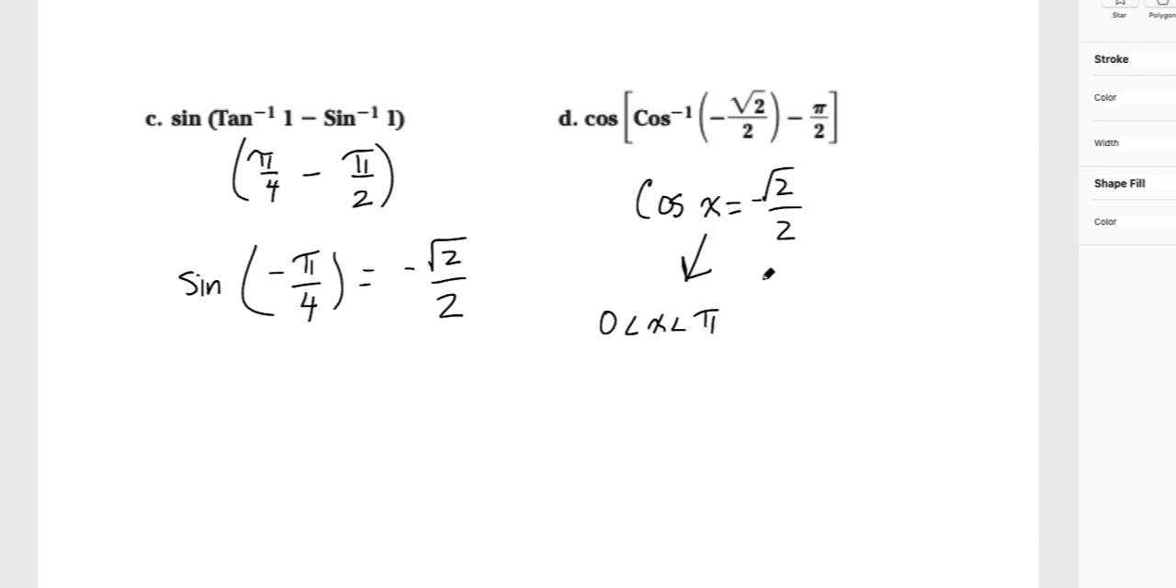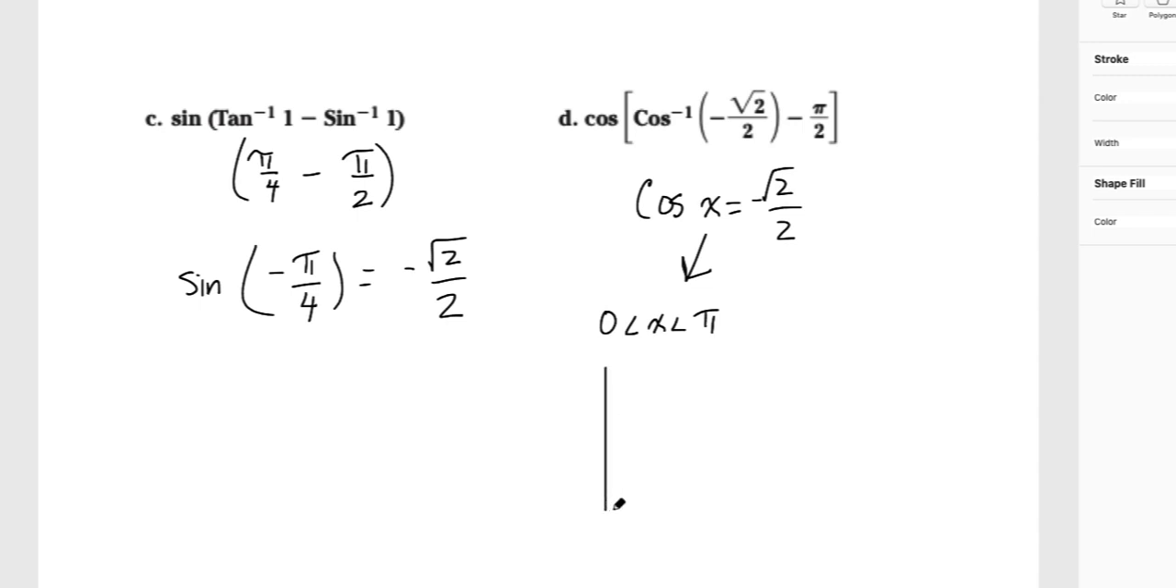And so from 0 to pi, when we get a cosine value of square root of 2 over 2, that is going to be at pi over 4. That's how we get the square root of 2 over 2. But at the first pi over 4, we get a positive square root of 2 over 2. But at the next pi over 4 interval, let me go ahead and show what I'm talking about real quick.